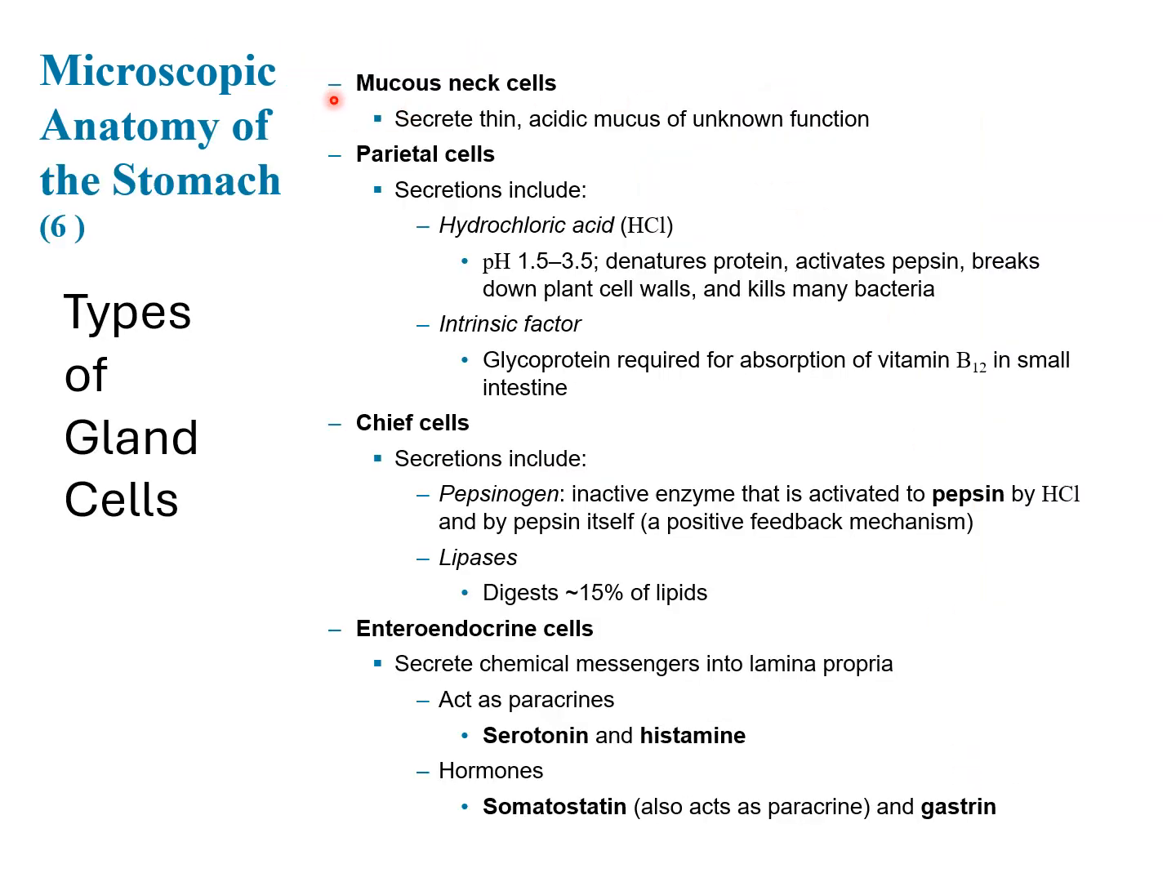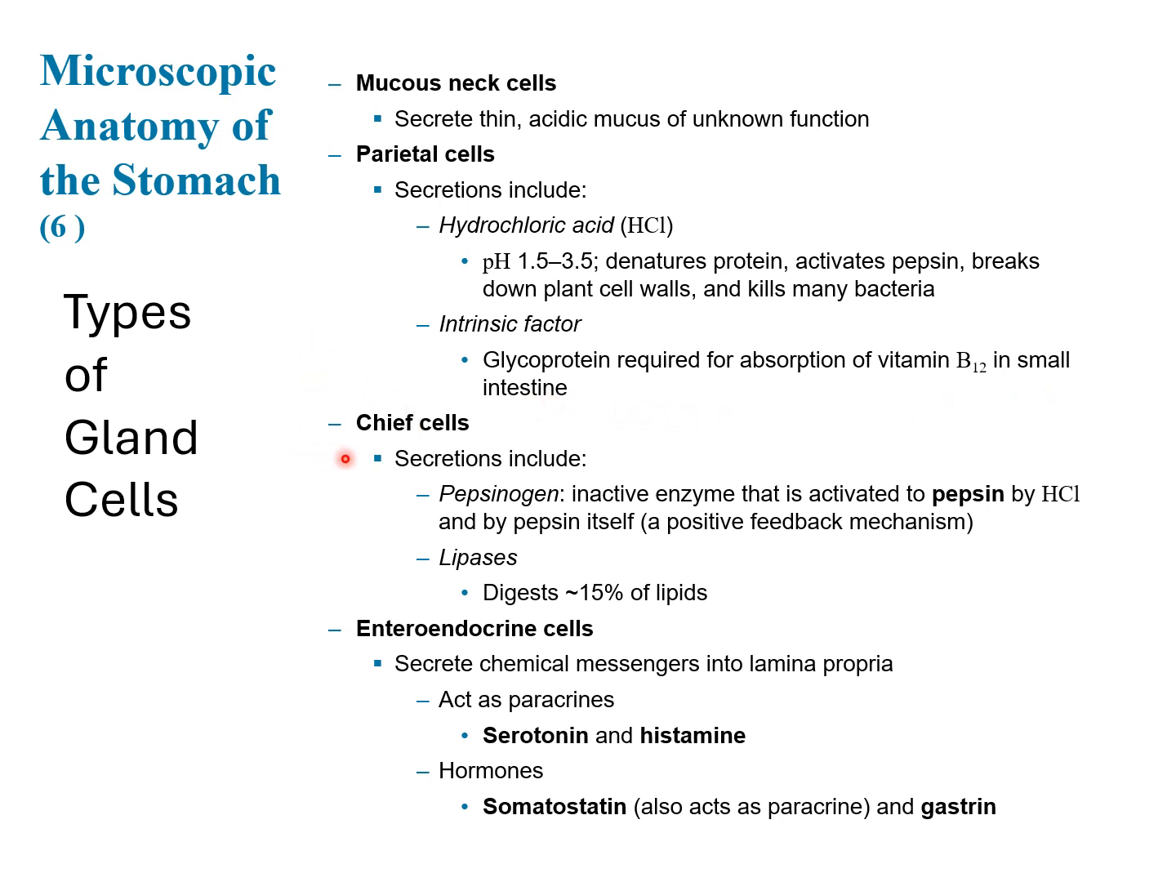Now let's go over these. The mucous neck cells secrete thin acidic mucus of unknown function. Then we have parietal cells. Parietal cells secrete hydrochloric acid, and the pH in the stomach is very, very low because of this hydrochloric acid. It is 1.5 to 3.5. This hydrochloric acid denatures the proteins and activates pepsinogen into pepsin, and it breaks down the plant cell walls and kills many bacteria, right? And then the parietal cells also secrete the intrinsic factor. Intrinsic factor is a glycoprotein required for absorption of B12 in the small intestine.